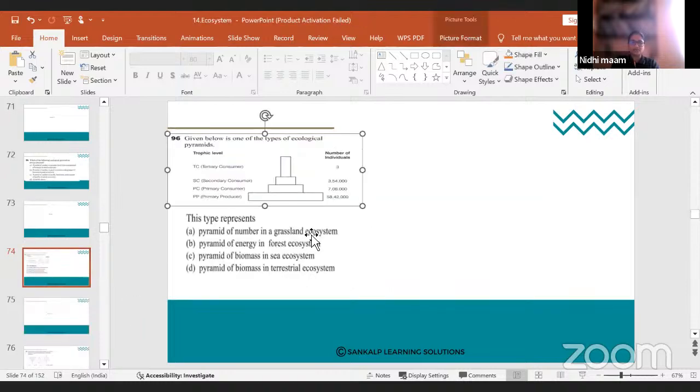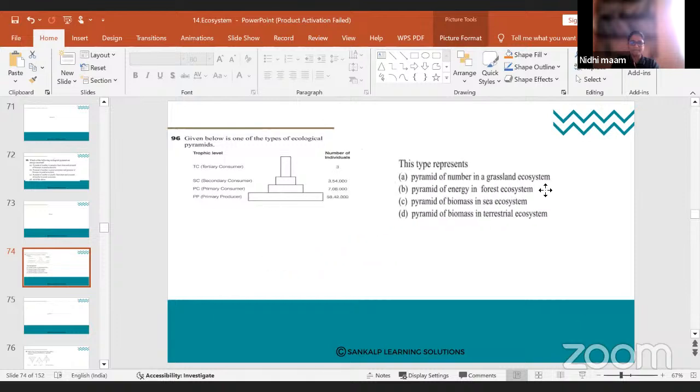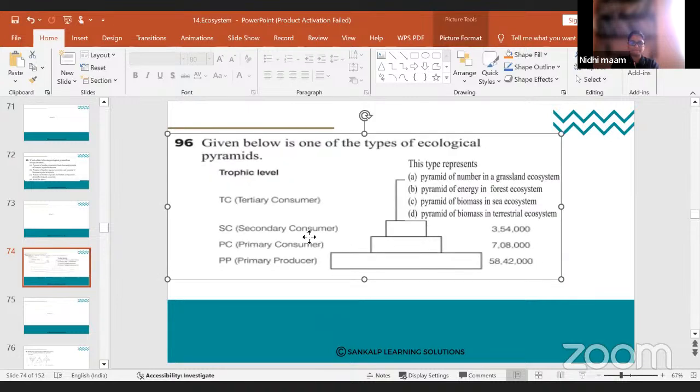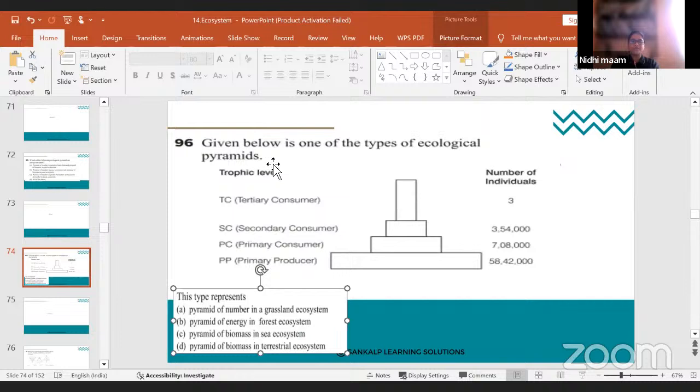Next question. Read the question properly. Just a minute. Okay, given below is one of the types of ecological pyramid. TC is tertiary consumer, SC is secondary consumer, PC is primary consumer, PP is primary producer. These are the number of individuals. So this type represents what? Pyramid of number in grassland ecosystem, pyramid of energy in forest ecosystem, pyramid of biomass in sea ecosystem, or pyramid of biomass in terrestrial ecosystem.